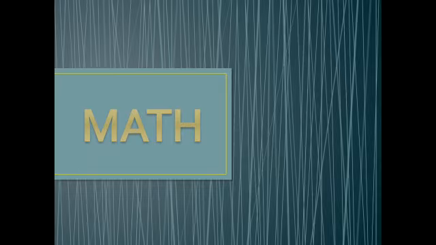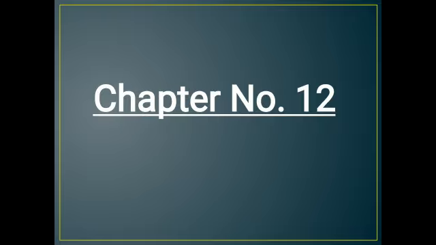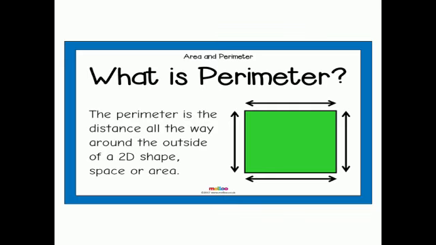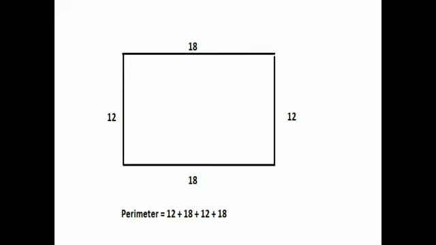In maths we have already started with our chapter number 12, that is perimeter and area. We have done with the topic perimeter. We know what is perimeter? The perimeter is the distance all the way around the outside of a 2D shape, or we can say that sum of all sides. So here sum of all sides means adding all the sides.